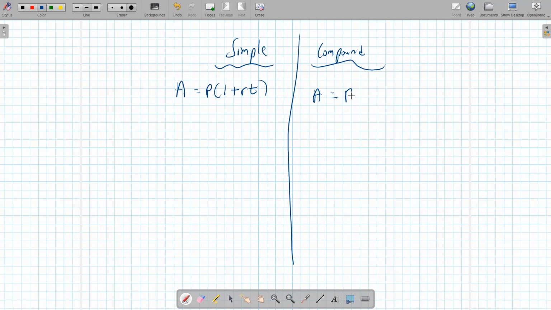There's still the P element. There's a bracket as well. What goes in the bracket? 1 plus I to the power of N. Yeah, 1 plus I to the power of N.